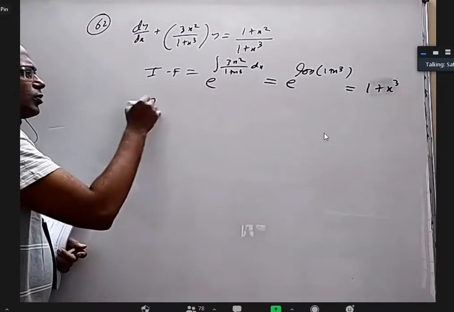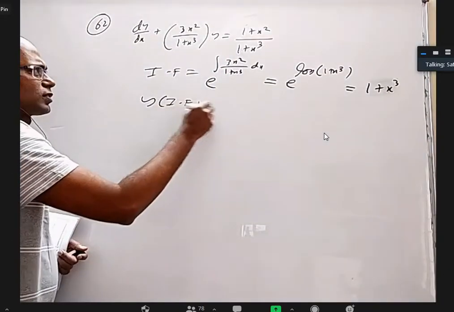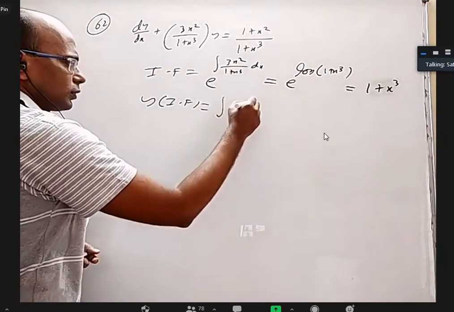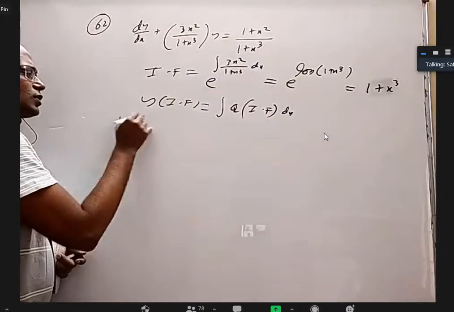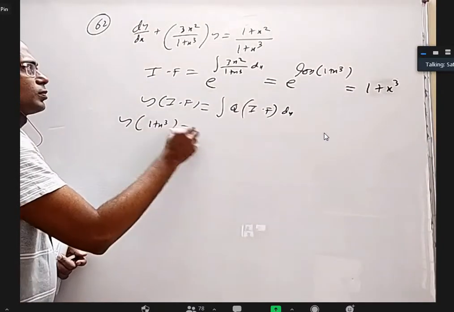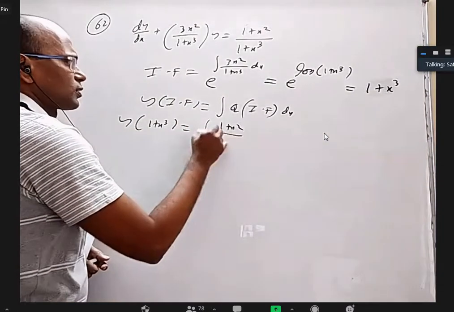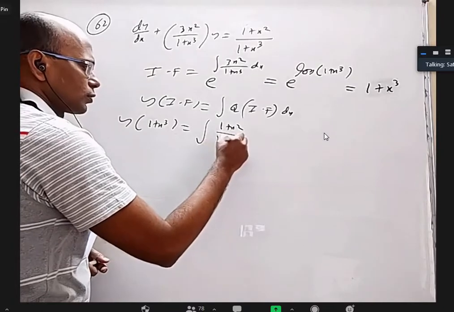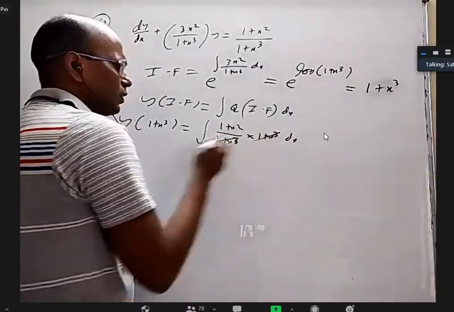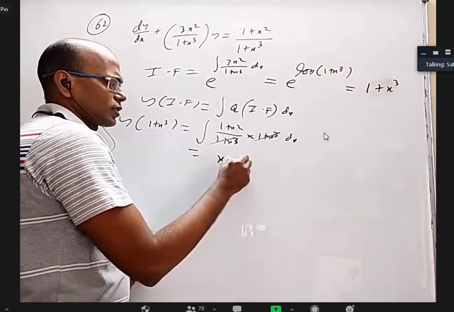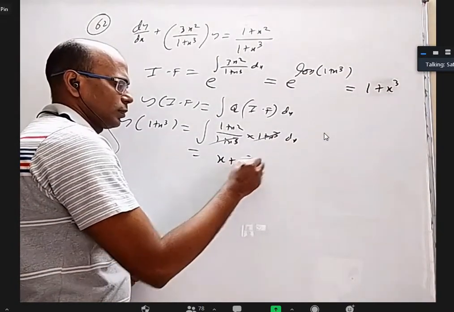Okay, so y into integration factor is equal to integral q, integration factor dx. Integration factor is 1 plus x cube, here 1 plus x square by 1 plus x cube into 1 plus x cube dx. Integral of 1 plus x square, integral of 1 is x, integral of x square is x cube by 3, plus c.